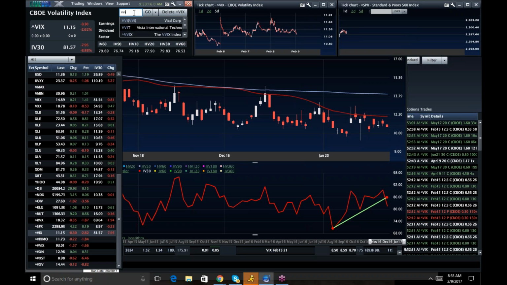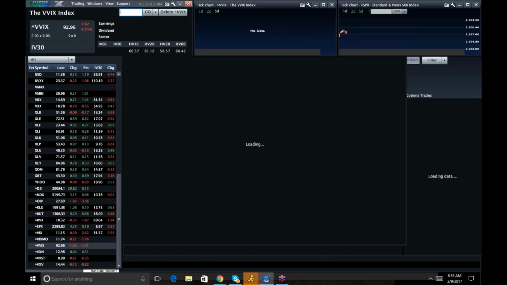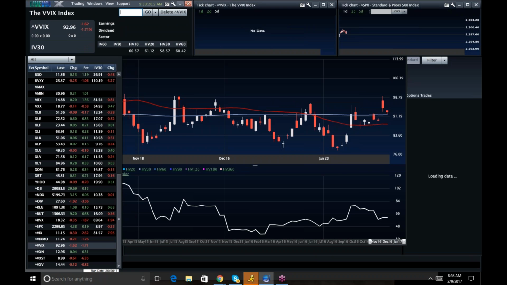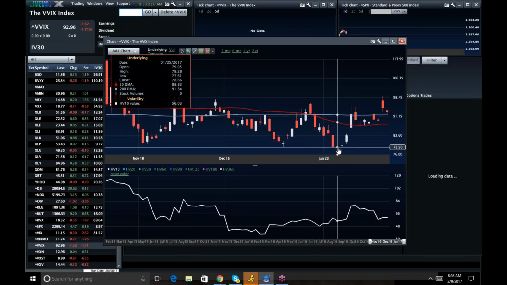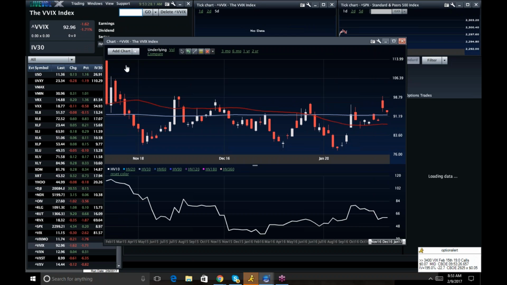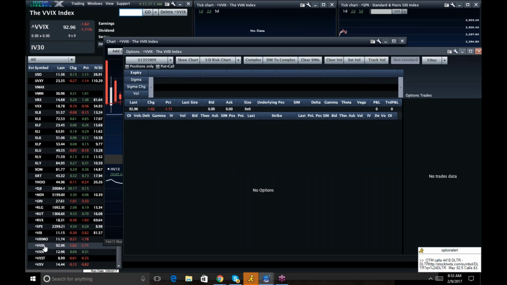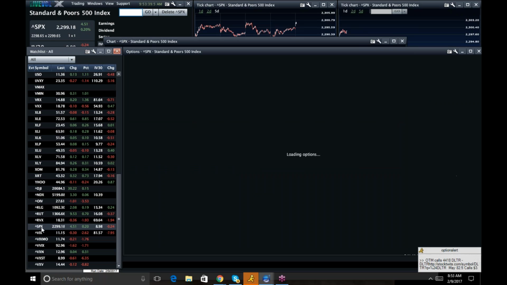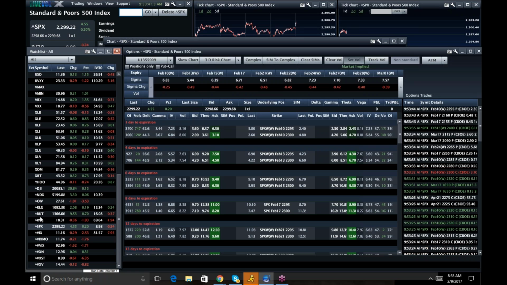If you want to look at VVIX, which is the listed index if you don't use live vol, you can see it's had a nice run from the mid-high 70s all the way back over to 93. That's a strong move in option premiums, and a sign that, hey, maybe there's some hedging going on. That would be what's driving that.